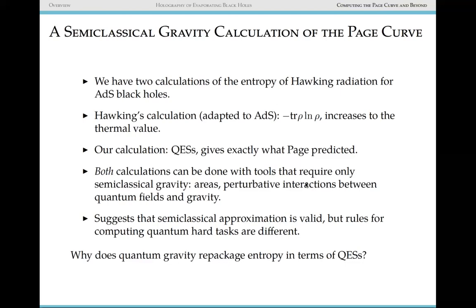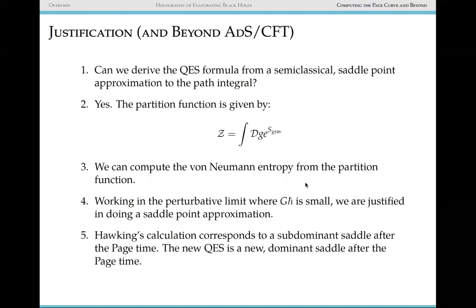Why does quantum gravity repackage entropy in terms of quantum extremal surfaces? Why not minus trace rho log rho? This is sort of trying to get at understanding what's the difference between these calculations. So I'll talk a little bit about the justification for quantum extremal surfaces in that formula.